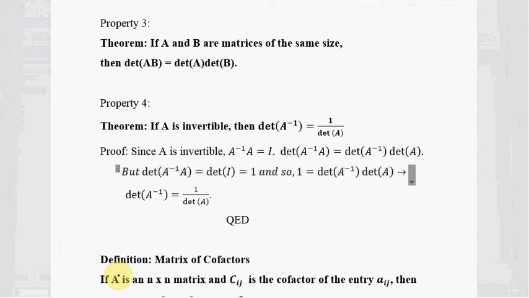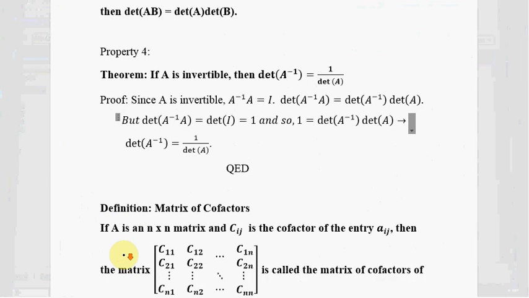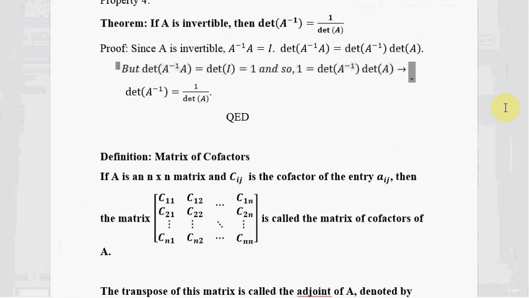Now, two more things in this section. Any questions? I'm sorry. Two more things in this section, and we're done.